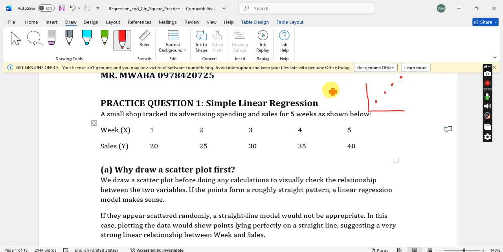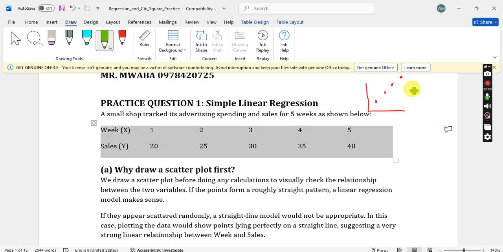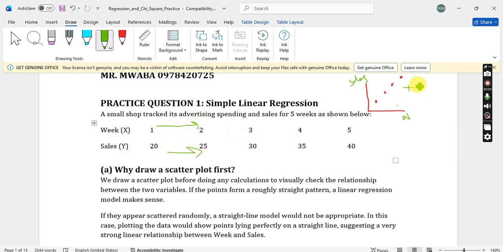So this indicates a positive relationship between the week and the sales. What we mean by a positive relationship is that as the weeks are increasing, week 1, week 2, week 3, the sales are also increasing. So we saw a positive relationship with our scatter plot.